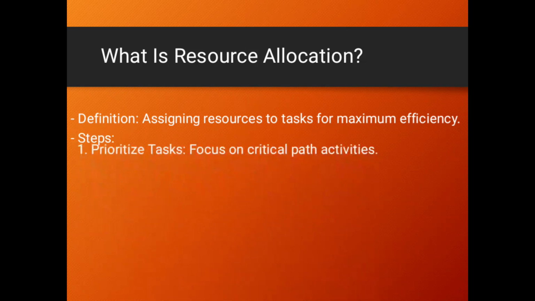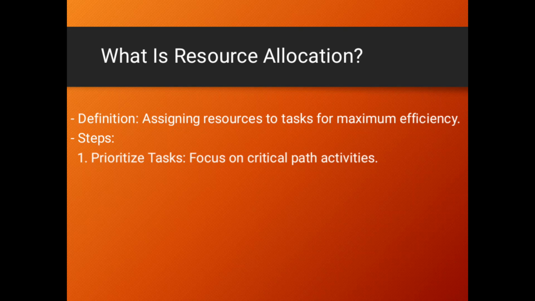Let's go to steps. Step number 1, you need to prioritize tasks. On that one, you are going to focus on critical path activities. When you create your network diagram, the critical path activities are the ones that you're going to focus on. You need to prioritize those, because they determine the minimum amount of time that you're going to take to complete your project.